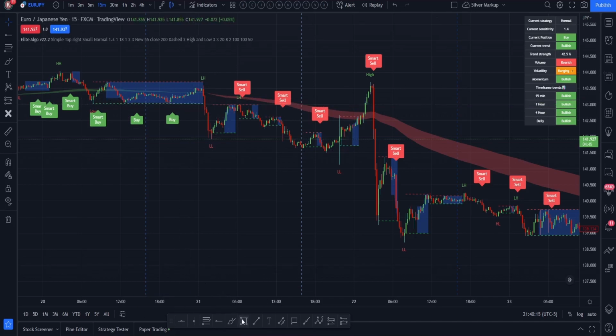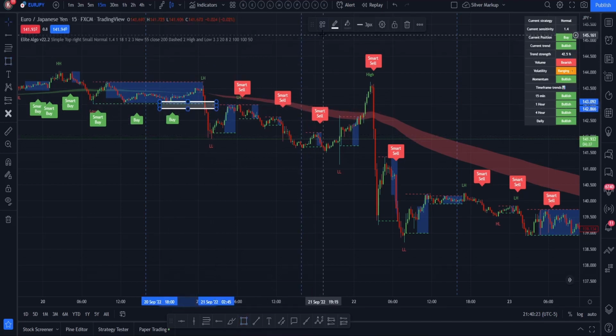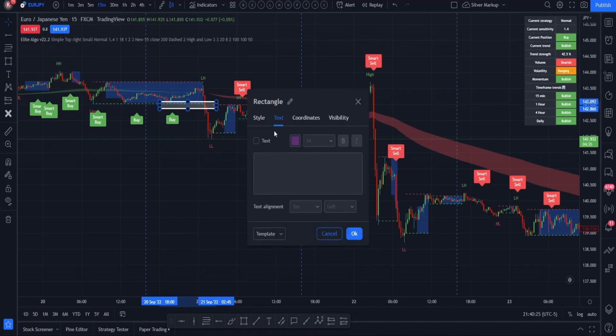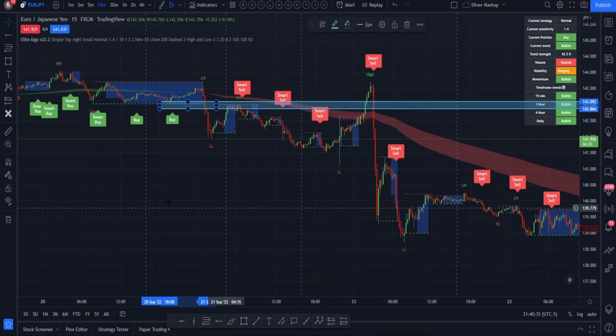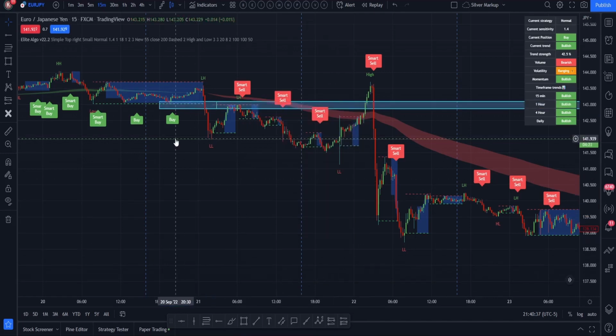And what I like to do also is I like to have this area here. And one thing that you can do to make it easier when you're drawing this square is you can go right into the settings, go into style, and extend right. So let me actually change it to one of my areas. There we go. So extend right. So that way I have a zone because it doesn't necessarily have to be right on that line. You just want it around that zone.